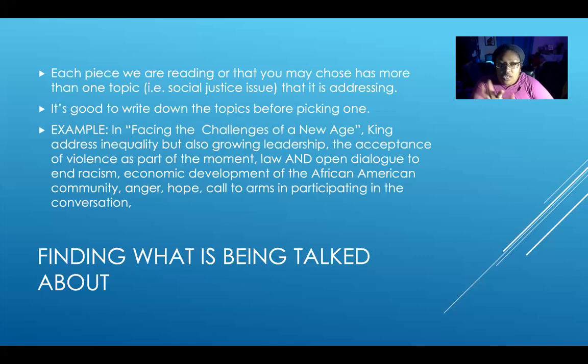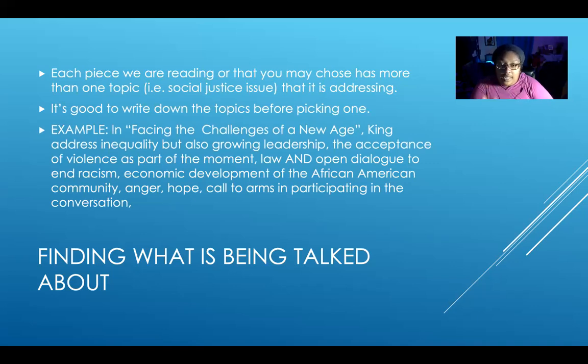A couple of things you need to understand, and hopefully by now you've read the lesson on topic and what that is. If not, then you should do it. This kind of talks about topic a little bit. Each of the pieces that you're reading this semester, all of them are about social justice, and they have more than one topic. They talk about more than one thing, right?